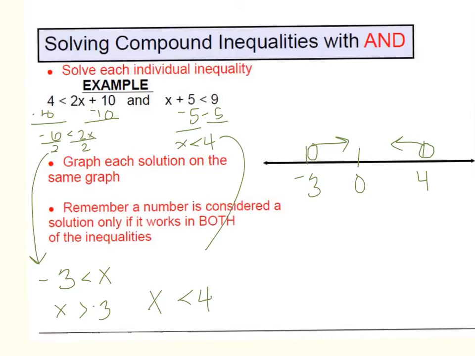Remember, x has to fit both of these. So if we think x must be greater than negative 3 but less than 4, x can be anything in the shaded space between.